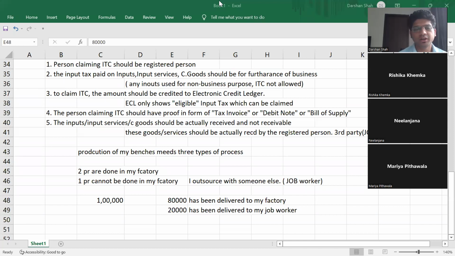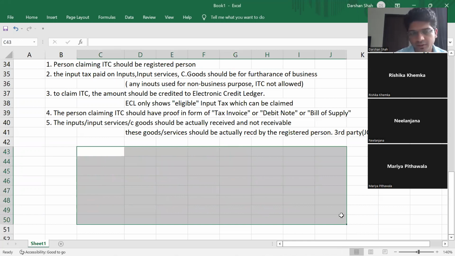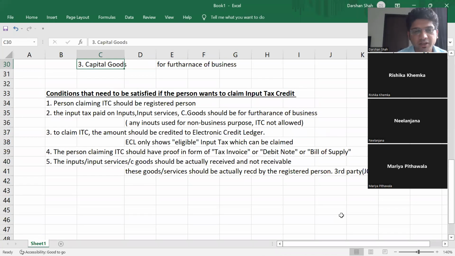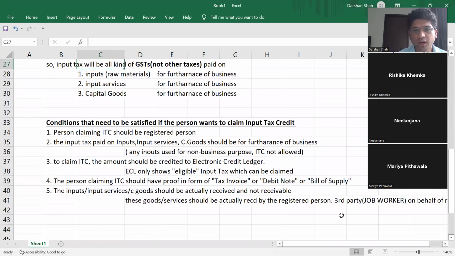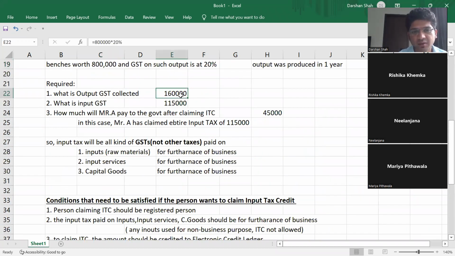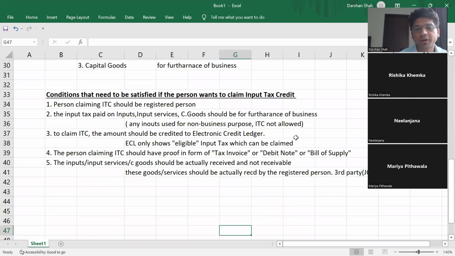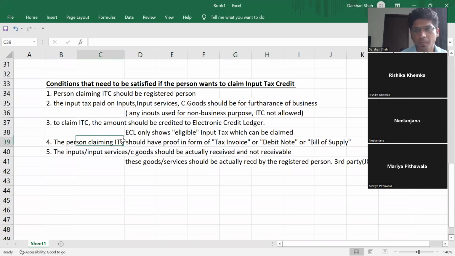Any other doubt in the first 5 conditions? No, sir. Okay, next. Still many conditions are left. Let us see. Because see, government is giving you the benefit of paying less taxes, right? You are collecting 1,60,000 tax from the customers in our example. You are only paying 45,000 to the government. So government is giving you a benefit of 1,15,000. So government is very strict about these conditions.